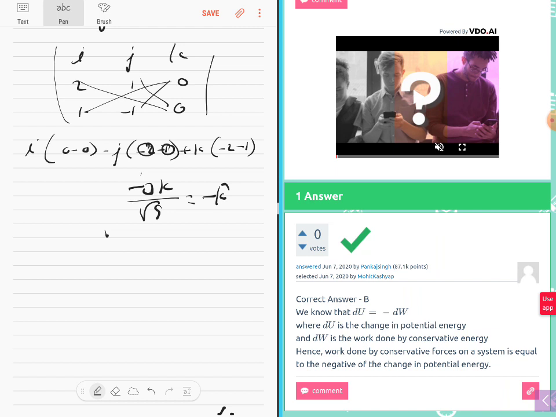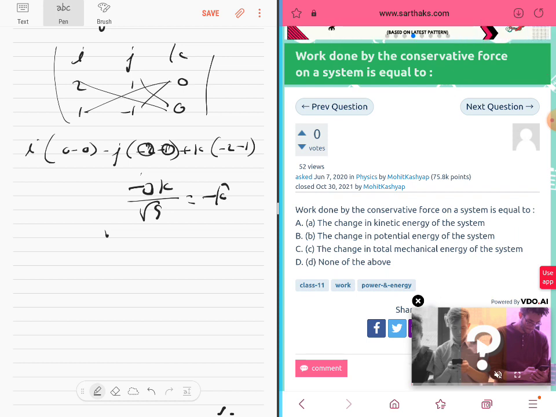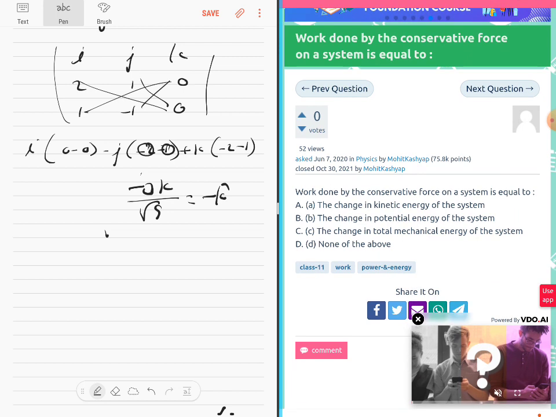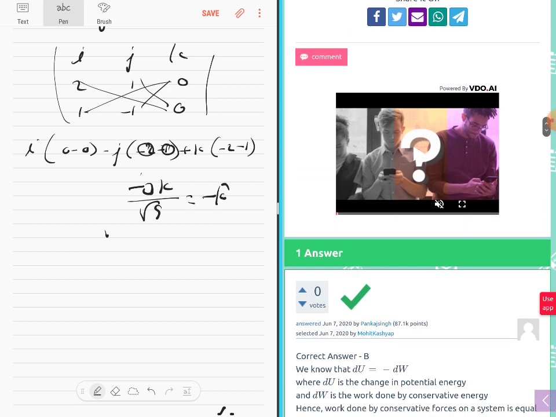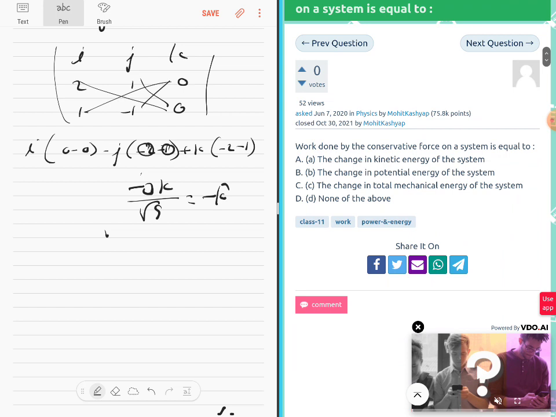So delta U is the change in the potential energy. dW is the work done by the conservative force. The work done by the conservative force in the system is always equal to the negative of the change in the potential energy of the system. So option number B is the right answer. But they're saying it's negative of the change in the potential kinetic energy, the work done by the conservative force on the system.